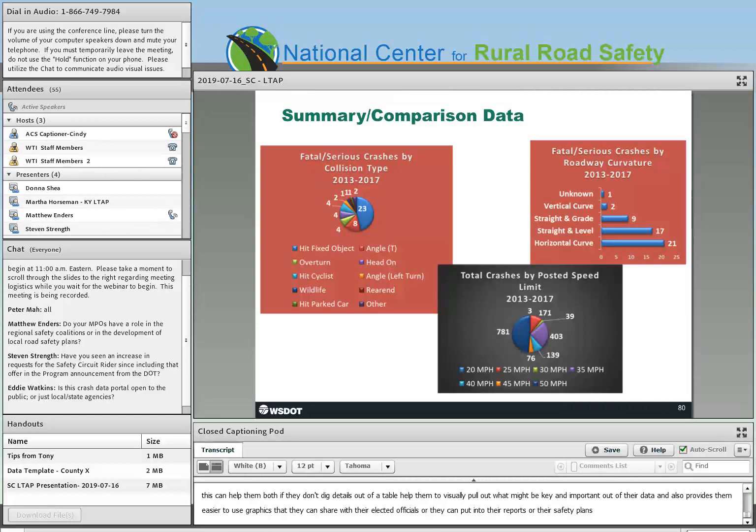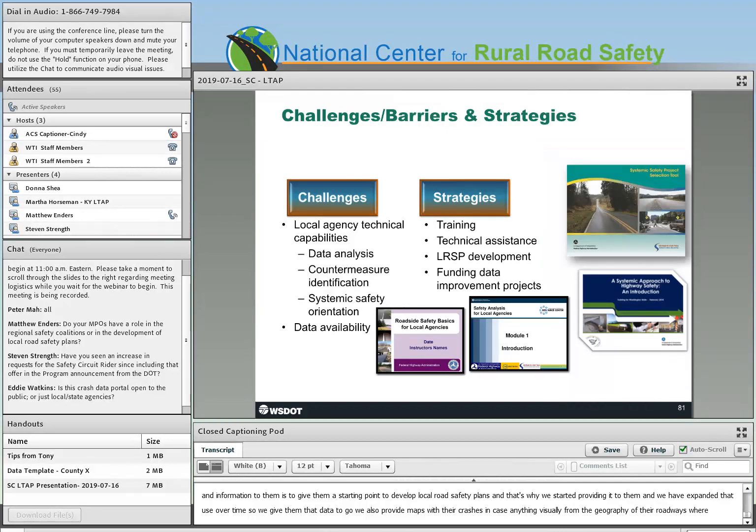And truly the basis of providing this data and information to them is to give them a starting point to develop local road safety plans. And that's why we started providing it to them, and we've expanded that use over time. So we give them that data to go. We also provide maps with their crashes in case anything visually from the geography of their roadways, where they're clustered, might jump out to them as well.